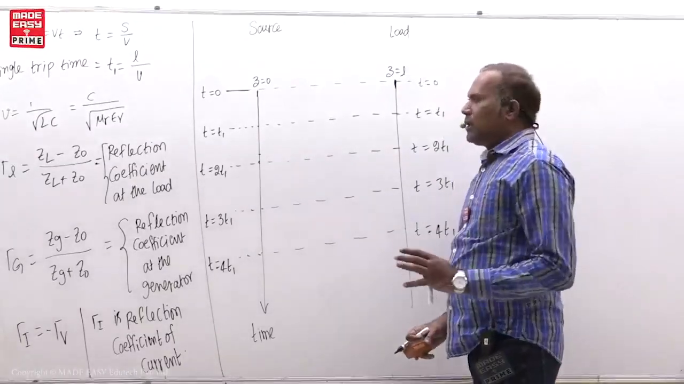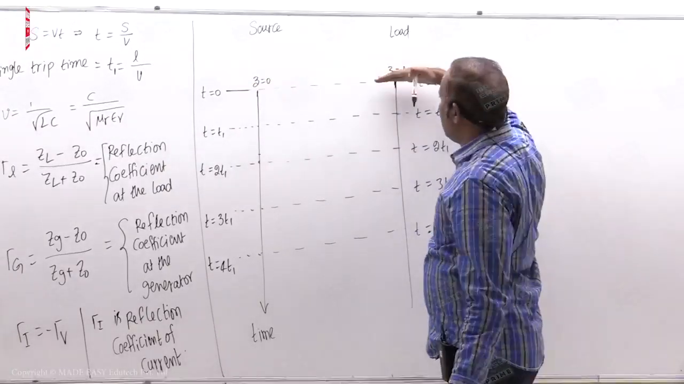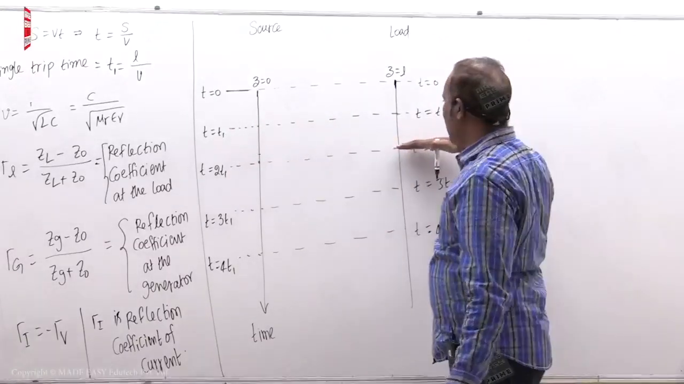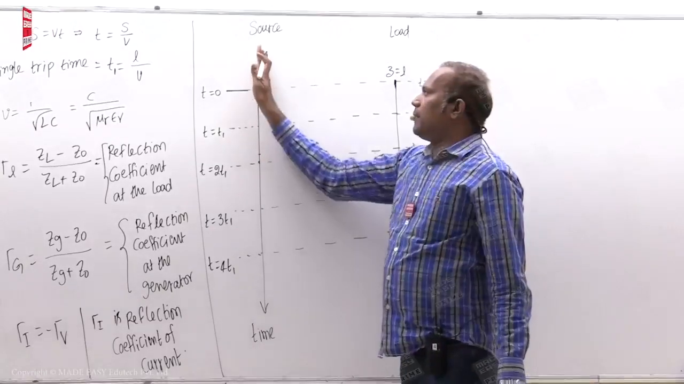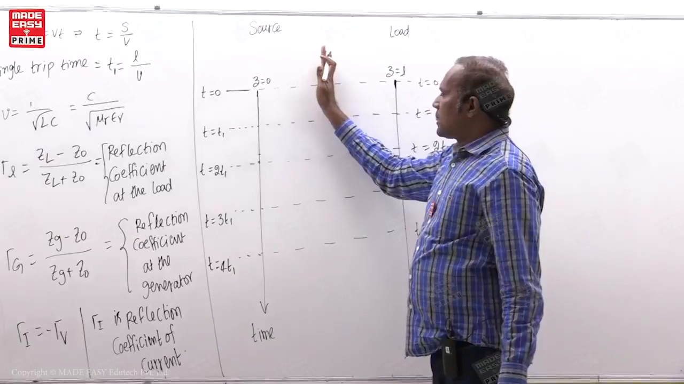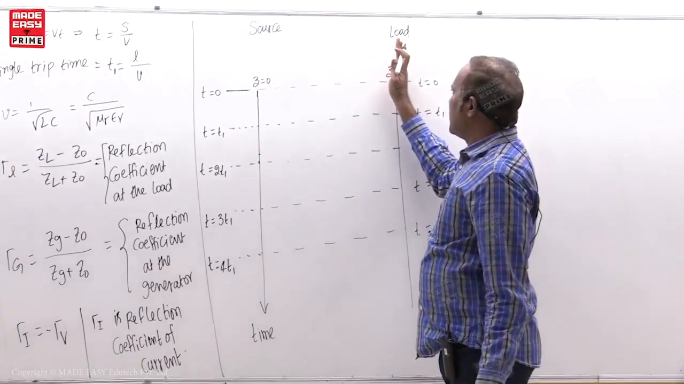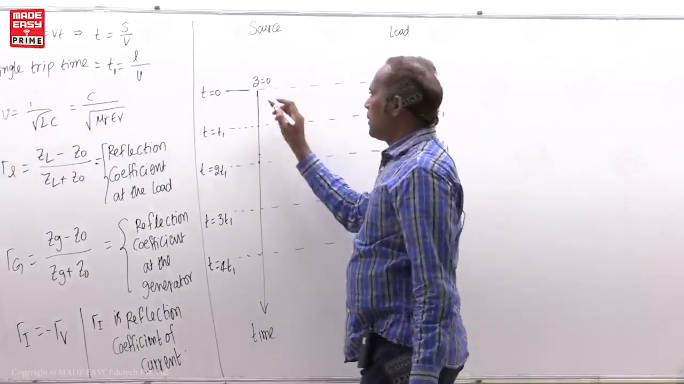Now I am asking one question, you answer. What is the time here? Anywhere? 0. What is the time here? t1. What is the time here? 2t1. Second question I am asking. What is the meaning of this distance at the source? What is the meaning of this distance at the mid location of the transmission line? What is the meaning of this distance? You came to the load. Now you have to answer.